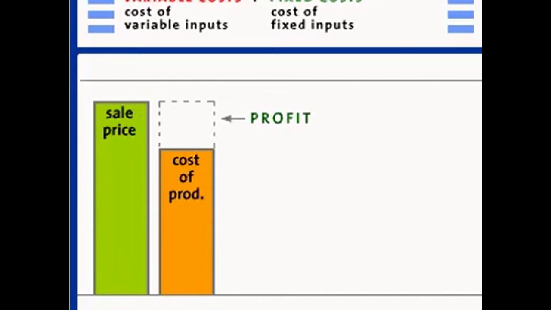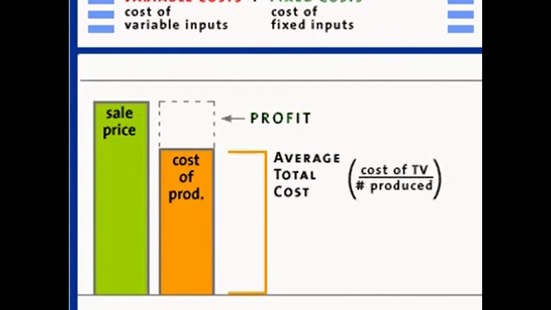Average total cost is the total cost of producing television sets divided by the number produced. It tells you the labor cost as well as the cost of all of the other materials that go into making an individual television set. Average total cost is defined as total cost of production divided by the number of units of output produced. Let's look at some numbers.